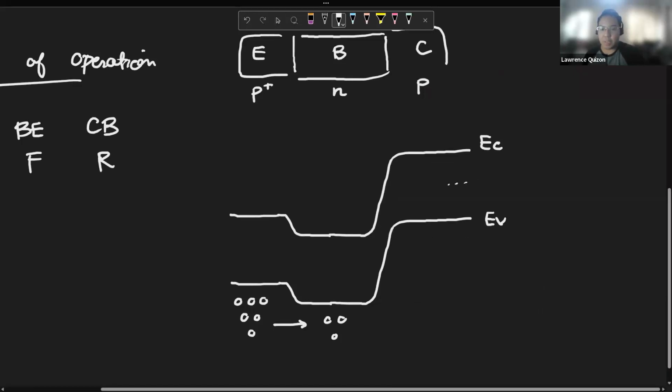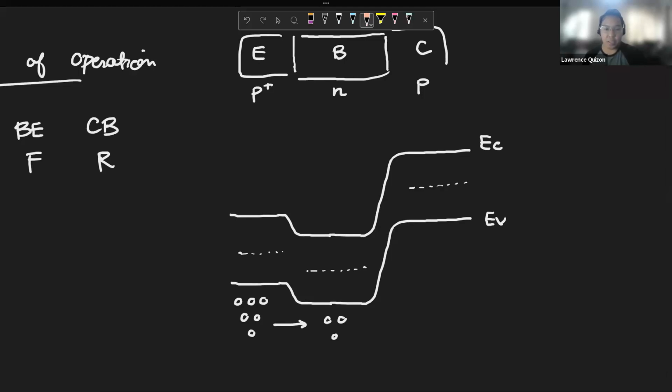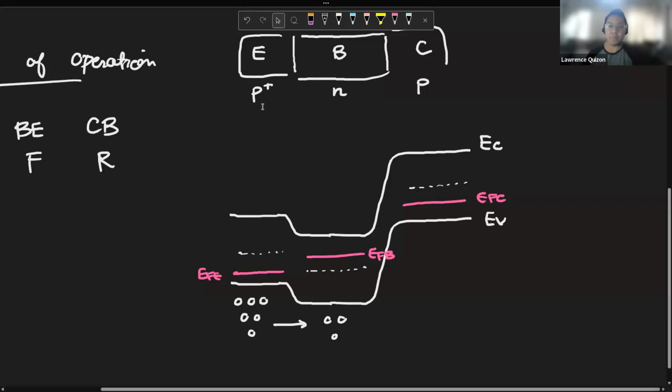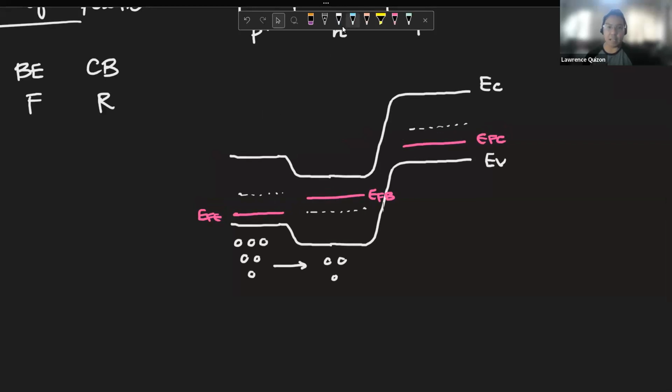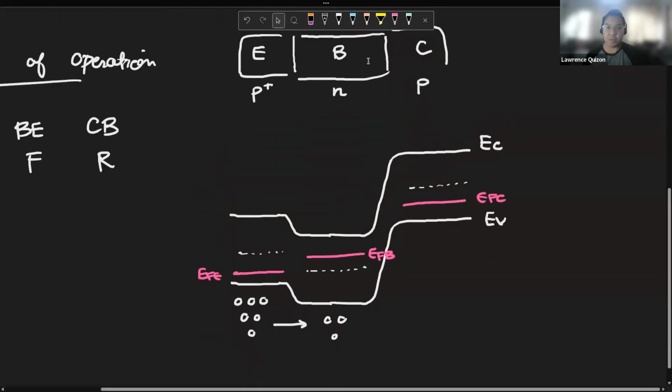Easy. Tapos, lagay natin yung EI dito. Then we're gonna place down locations for the EF, which is here, mali, here, ayan. So, it's now clear, no, the PNP BJT to, no?